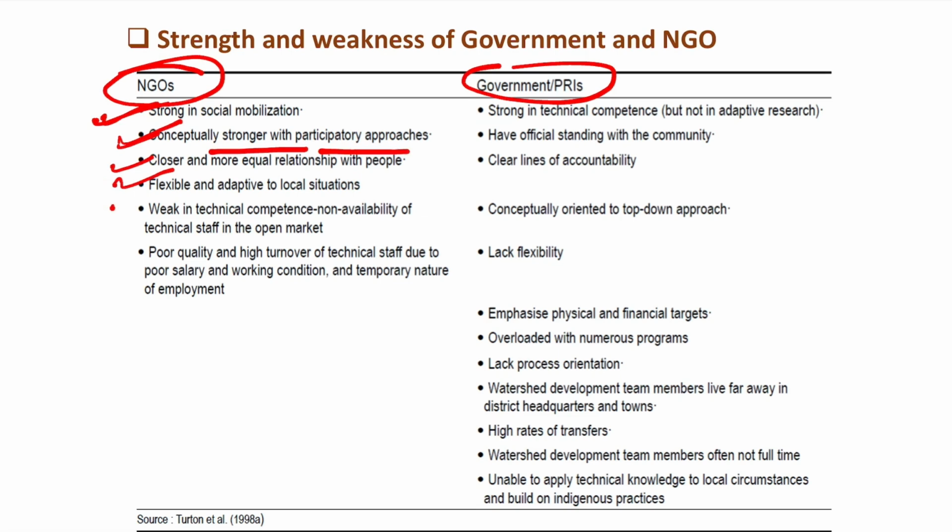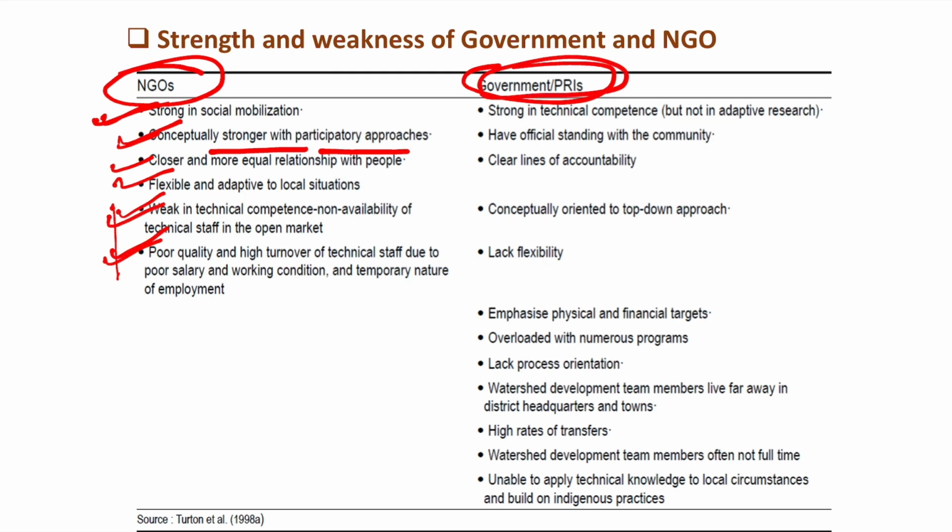But NGOs have limitations like weak in technical competence, non-availability of technical staff to open market, and poor quality with high turnover of technical staff due to poor salary and working condition, right? And temporary nature of employment. NGOs में जो अपॉइंटमेंट होता है वो टेक्निकल लाइक टेम्पररी होता है, राइट. और उनका सैलरी भी ज़्यादा नहीं रहता है, तो वहाँ पे काम करने का जो तरीका होगा वो थोड़ा सा डाउन होगा, राइट. Maybe it is not perfect, but maybe there the working standard will be less.